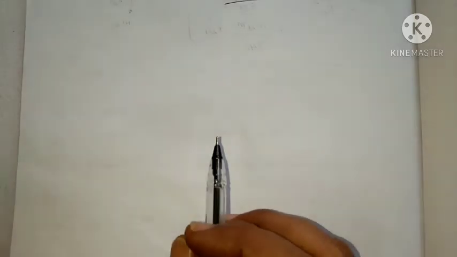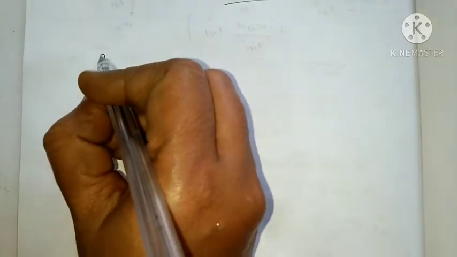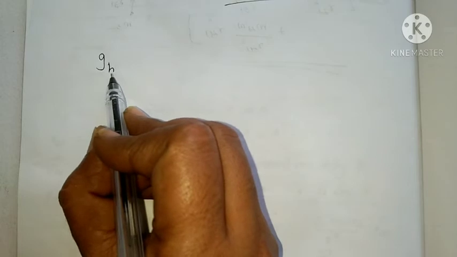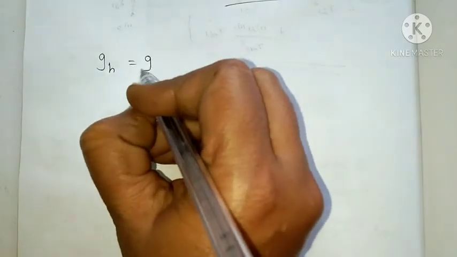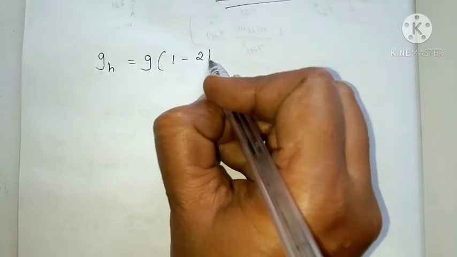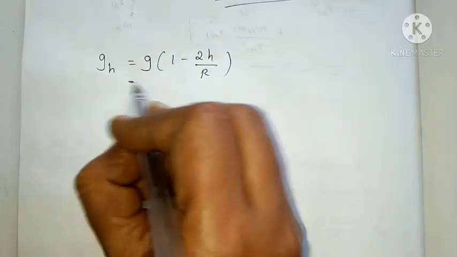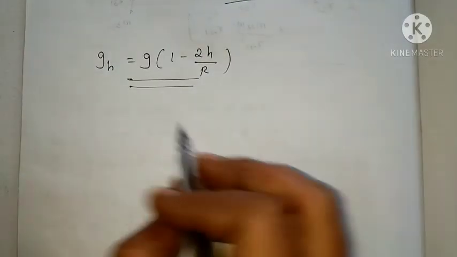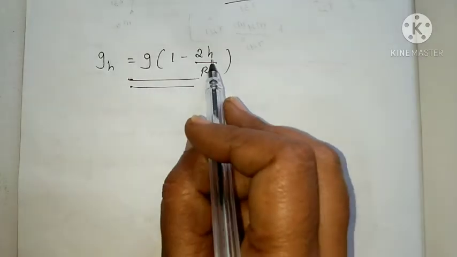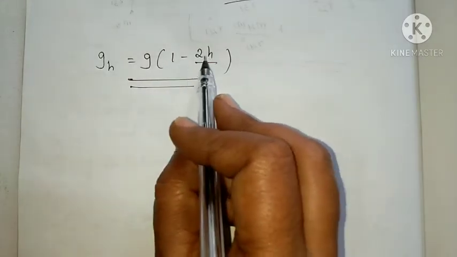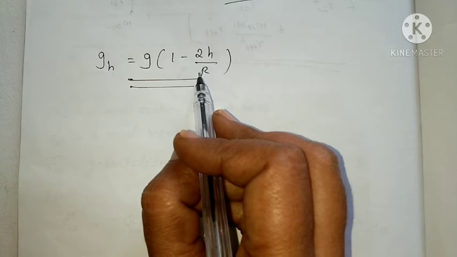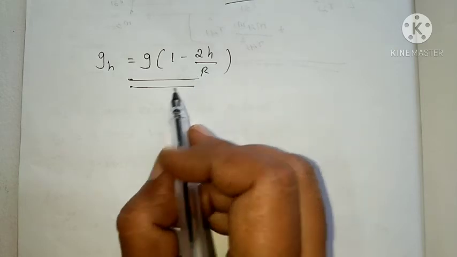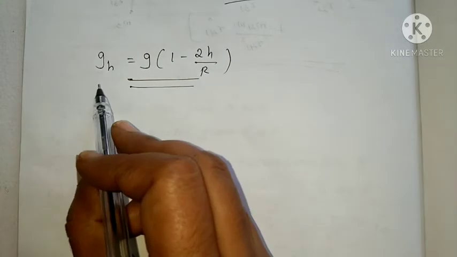So if the body is at a height h from the surface of the earth, then we can find out the g at that place. G at a height h from the surface of the earth, g_h equal to g into 1 minus 2h by r. This is the equation. So g decreases as h increases, because of the 1 minus 2h by r. You already studied that when small r increases, g decreases. So height increases, g decreases.